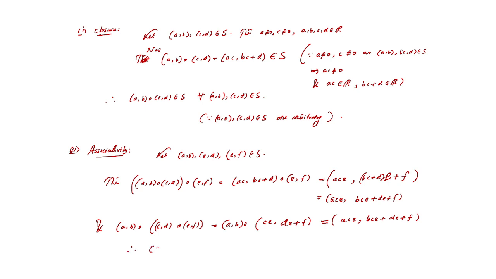So what we can say: (A,B) ∘ ((C,D) ∘ (E,F)) is exactly equal to ((A,B) ∘ (C,D)) ∘ (E,F), and this holds for all (A,B), (C,D) and (E,F) belonging to S, because these elements are arbitrary, so associativity holds.